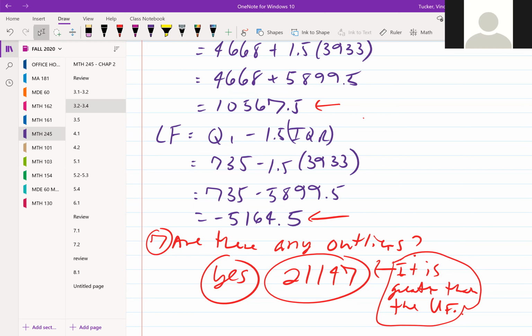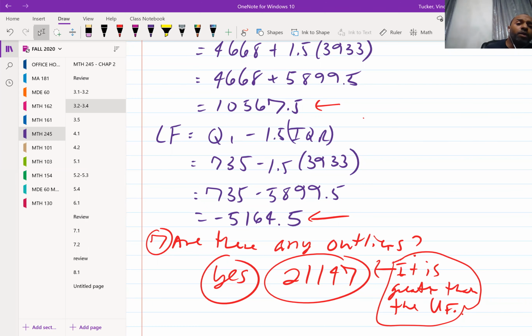So in order for it to be an outlier, does it have to be more than the upper fence or less than the lower fence? Exactly, yep. Other than that, no matter how big it is, no matter how small it is, if it still fits within the fences, they're not considered outliers. All right, anybody else before we go to 3-5?